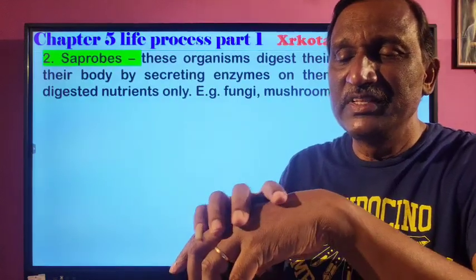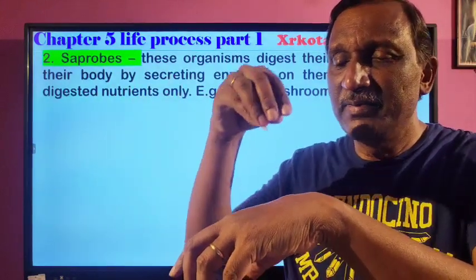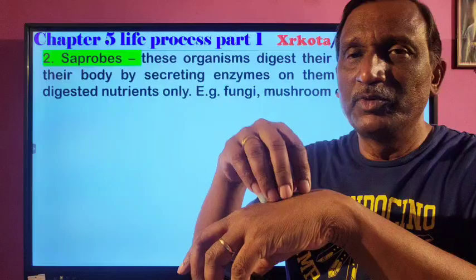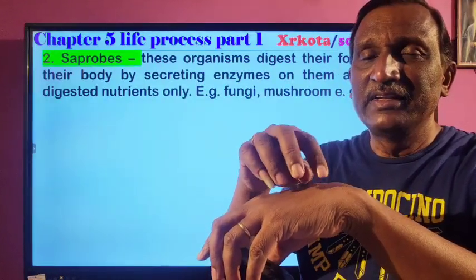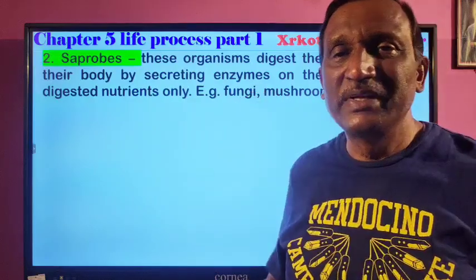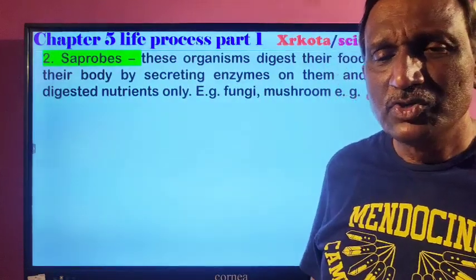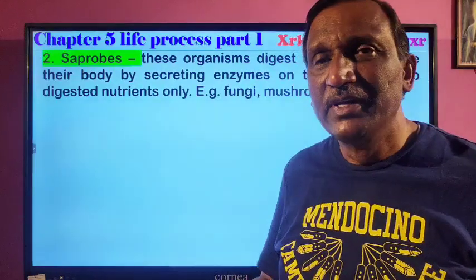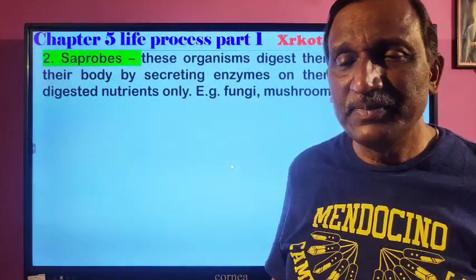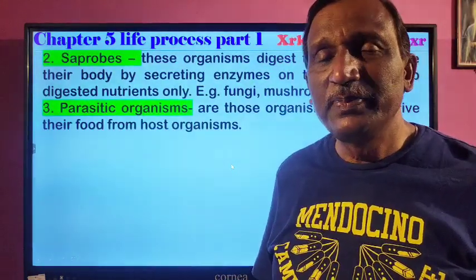Now when this cut hand is lying somewhere, microbes like fungi or bacteria will come on it. They will secrete their enzymes, digest it, and the dissolved nutrients will be absorbed by them by a process called diffusion. So it is a simple process. Since the digestion is taking place outside in the environment, it causes rotting. Examples: mushroom and fungi. Third is parasites.